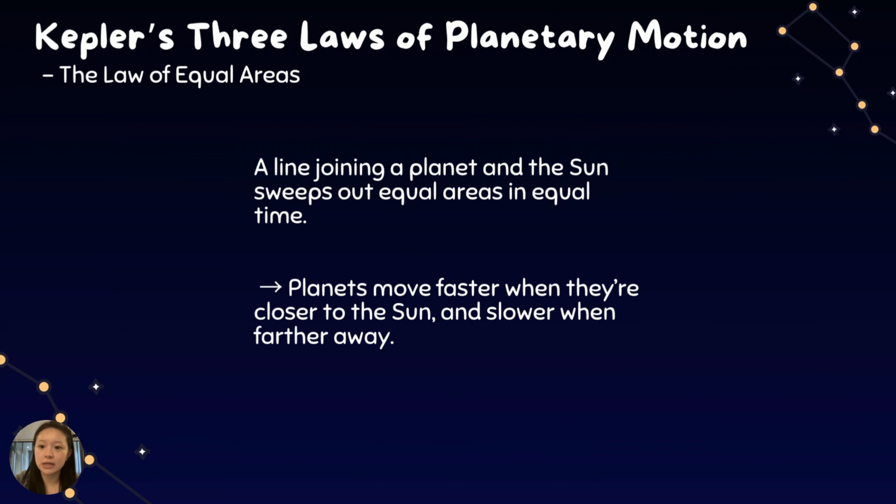The second law explains how fast a planet moves. A line connecting a planet to the Sun sweeps out equal areas in equal time. So planets move faster when they are closer to the Sun and slower when farther away.